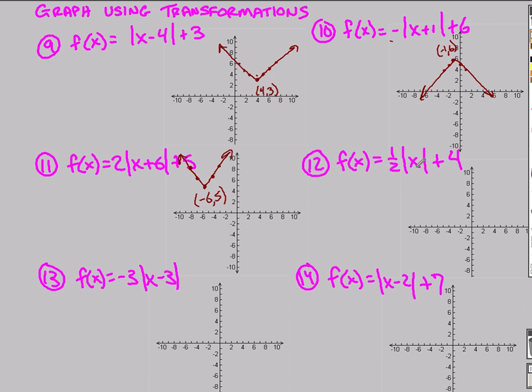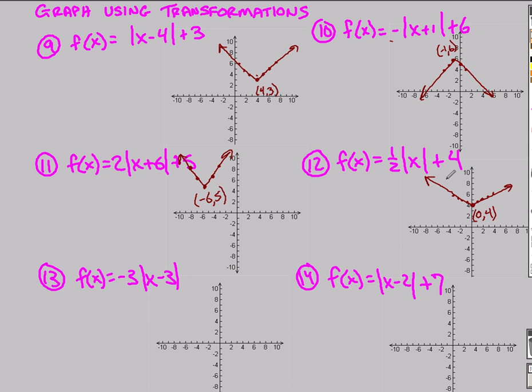Number 12, I'm not going left or right, I'm only going up 4. So this ordered pair is 0, 4. And now, instead of over 1, up 1, the 1/2 in front tells me when I go over 1, I only go up a half. When I go over 2, instead of 2, I'm only going up 1. 3 is only 3.5. 4 is up only 2. And same in the other direction. Up a half, up 1, up 1.5, up 2. So I should have a very fat V for that one.